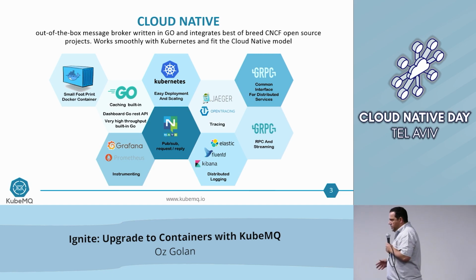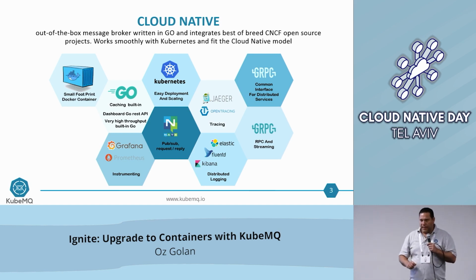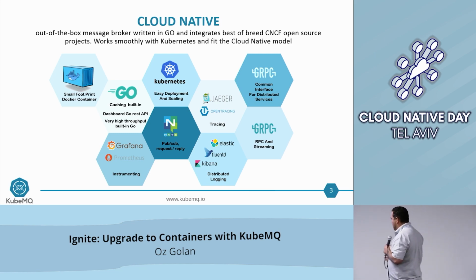We used gRPC for the communication interface, and we integrated distributed logging, instrumenting, tracing, everything into one package, which runs on a small footprint container and runs on Kubernetes. So we were able to build, it took us a lot of time, one full product that is a messaging broker that fits naturally to containers and Kubernetes.